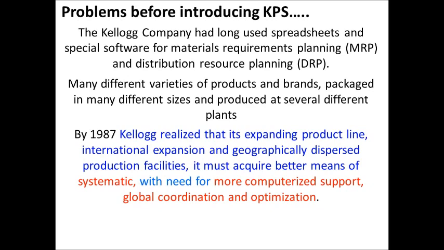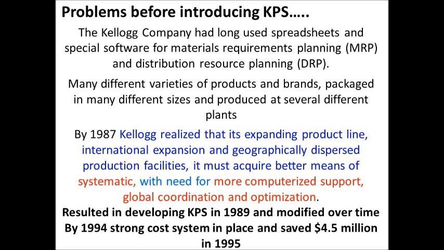Also, the Kellogg company had long used spreadsheets and conventional systems like software material requirements planning, MRP, and distribution resource planning, DRP, with many different varieties of products and brands packaged in many different sizes. They realized its expanding product line, which resulted in developing KPS in 1985. Modified over time, by 1994 the strong cost system was in place and saved at least 4.5 million in 1995 alone.